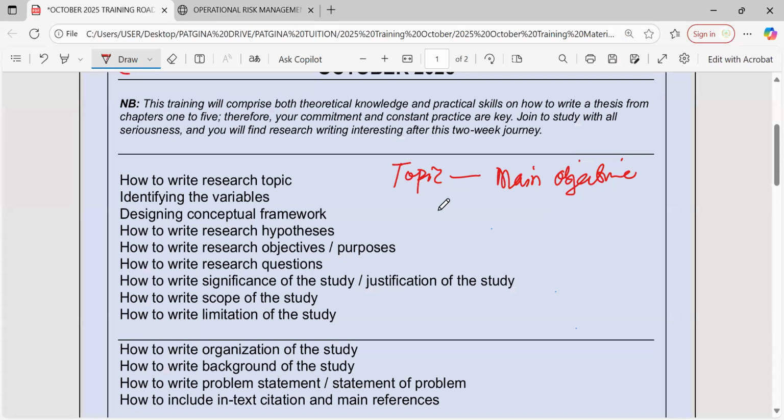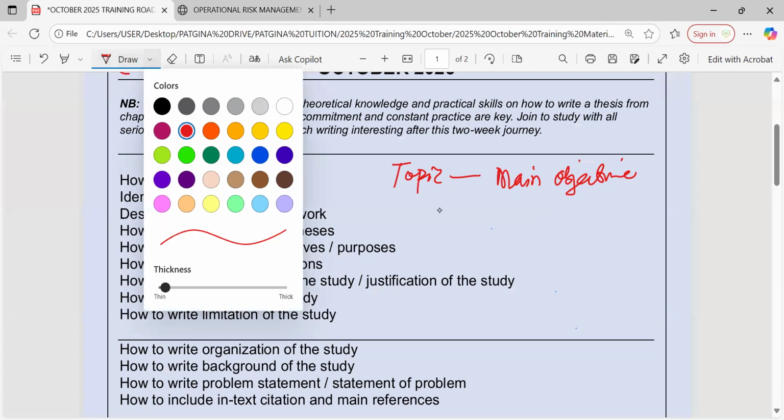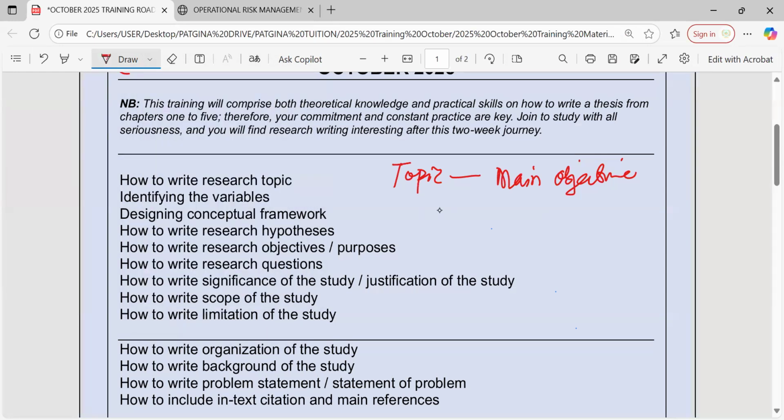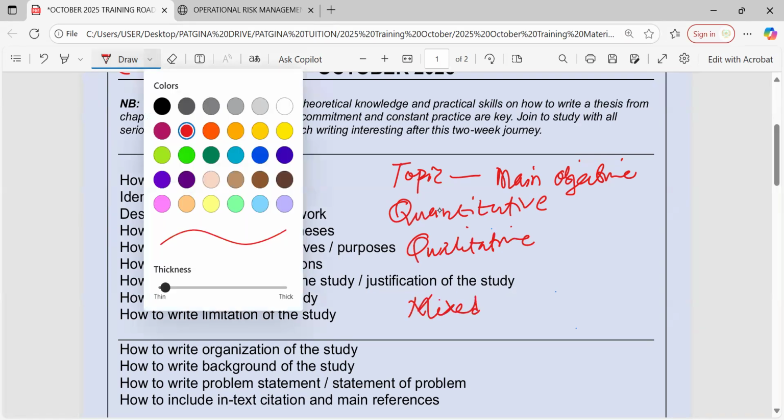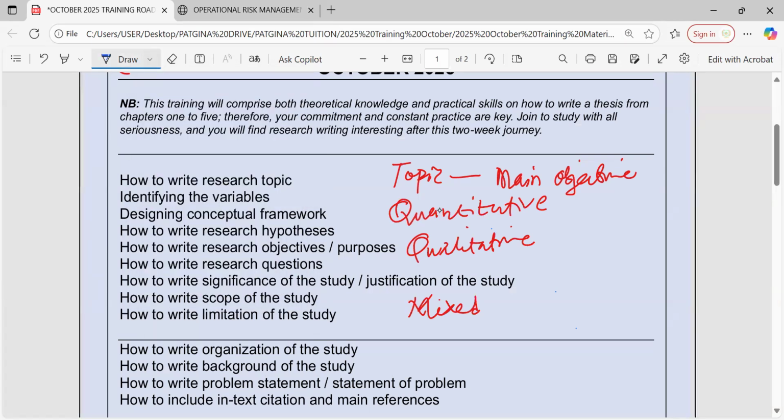The last thing I will talk about, because this is just an opening, I'm just trying to introduce some key things to you, in research is that we have quantitative research. We have qualitative, very, very important. And we have the mixed method. When you are asked to conduct a research, you have these options. It's either you conduct your study in a quantitative form, or in a qualitative form, or in a mixed form.